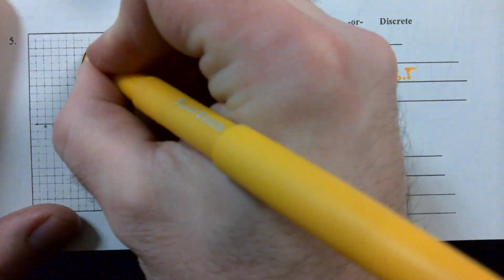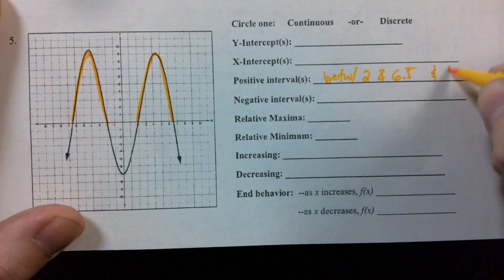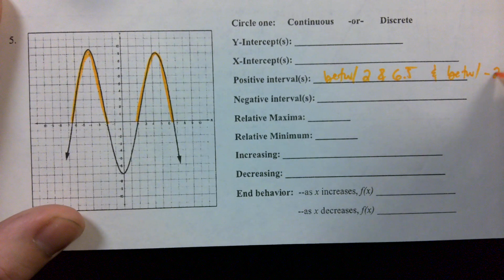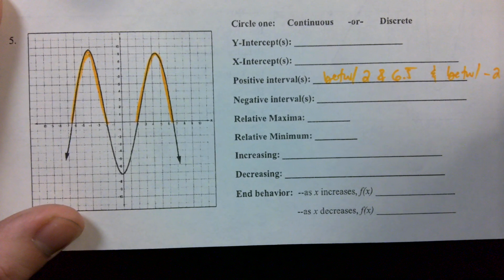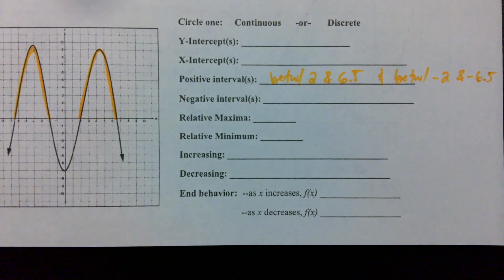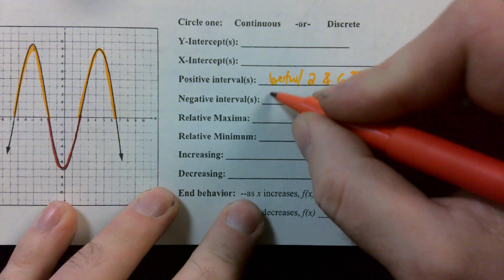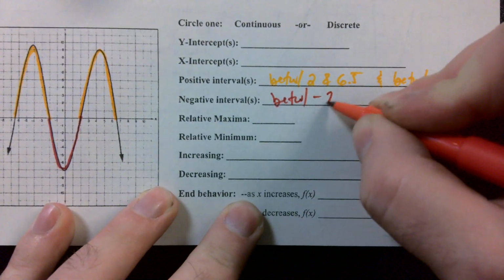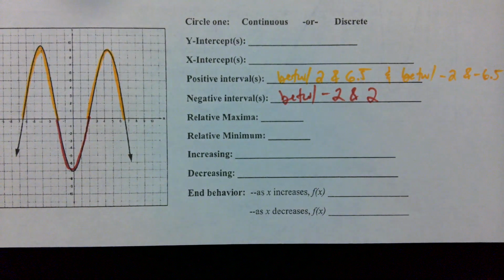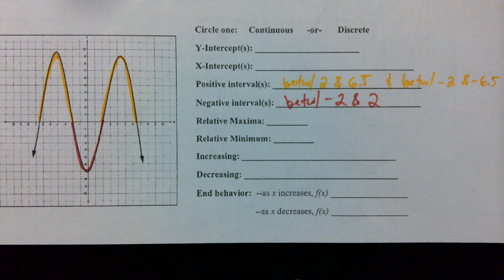And between -6.5 and -2. And I could say this negative interval is between -2 and 2. It's basically the same thing. You're just writing it out of notation, but because we've been having a little bit of trouble understanding that, I'm totally fine with you just writing it like that. Okay?